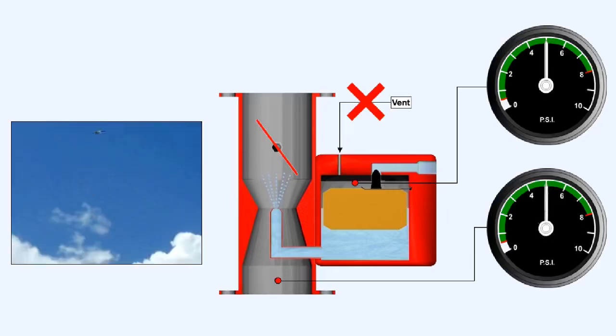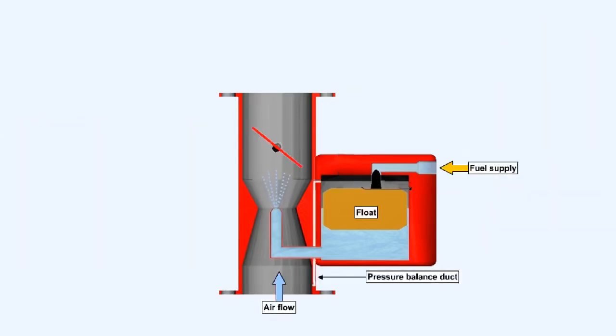because due to maneuvers and the speed of the aircraft, the changes in pressure localized around the air intake would not be readily transmitted to the float chamber. Equalized pressure conditions can only be obtained by connecting the float chamber directly to the air intake by a duct, which is called the pressure balance duct, shown here.